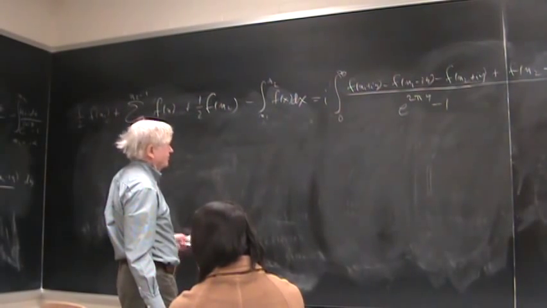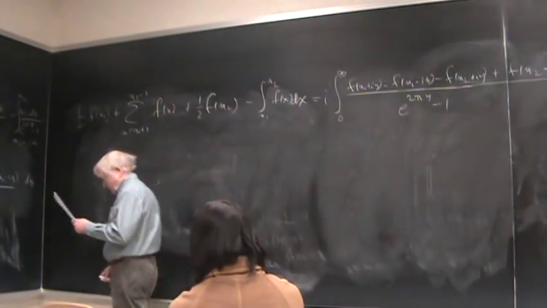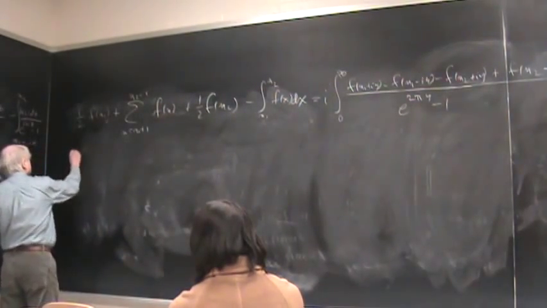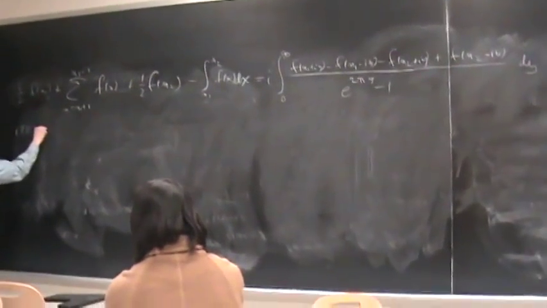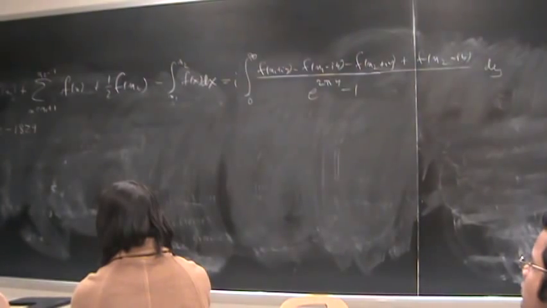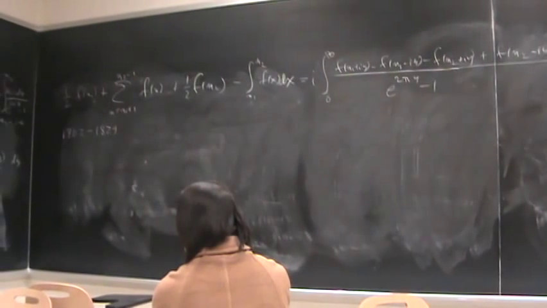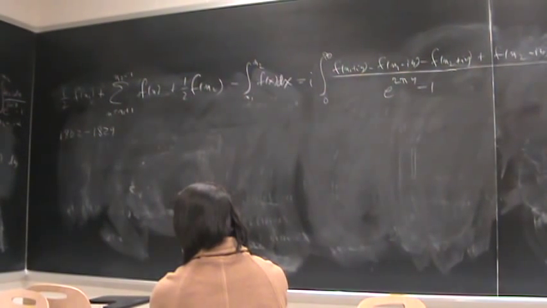By the way, something tragic about Niels Abel is that his lifespan was 1802 to 1829. I think, along with Galois, he may have been a victim of lack of gun control. All right, so that's the Abel-Plana formula.